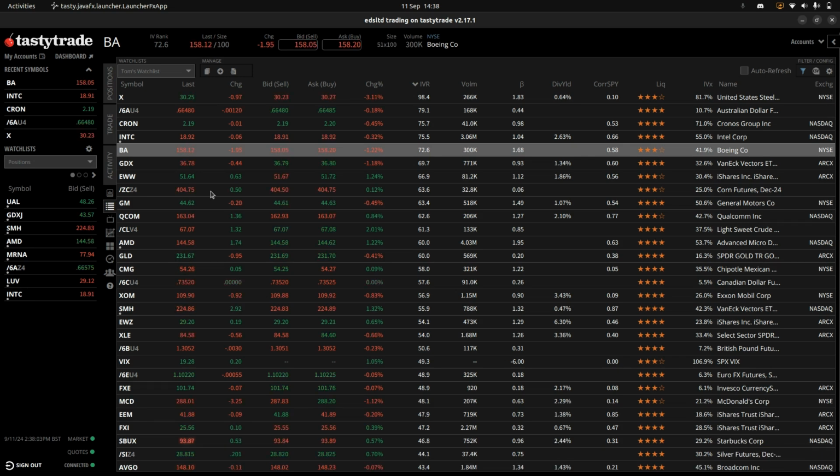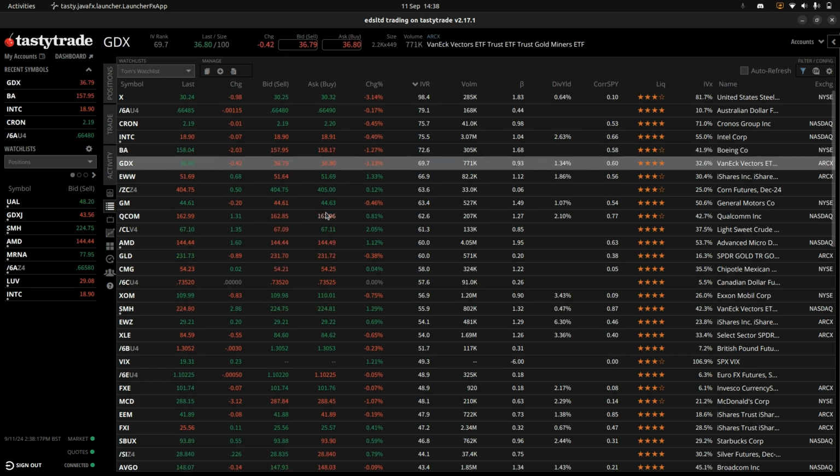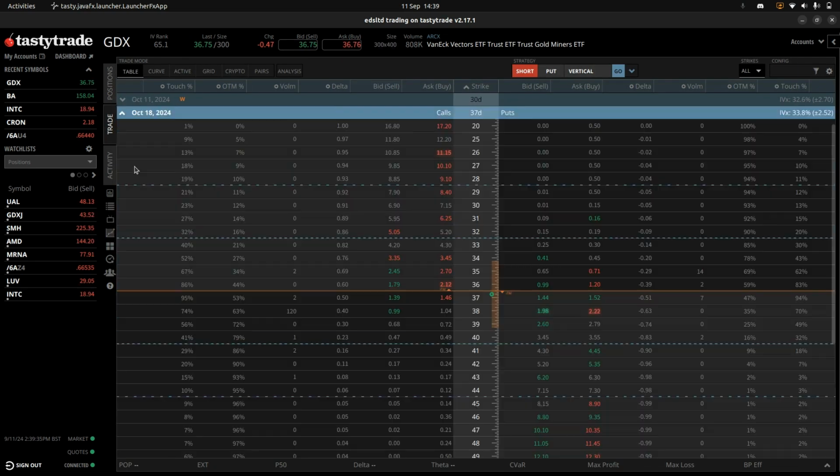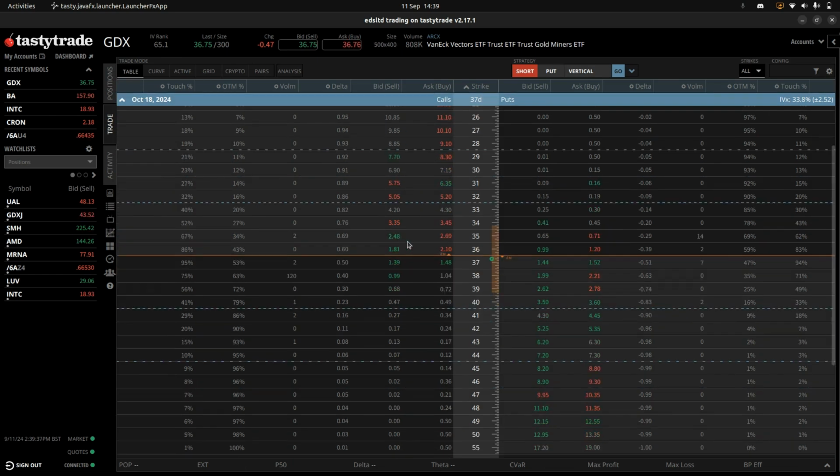The reason why this is important is it's one of the things that will determine the amount of buying power that's required if you have a naked position on. And ideally, we do want to be placing naked positions. So, for example, you've got BA with 150, that's at $158. GDX, that's trading at $36. So let's take a look at GDX. We'll go over to the trade tab, October 18th, 37 days away. And now we are in the options chain.